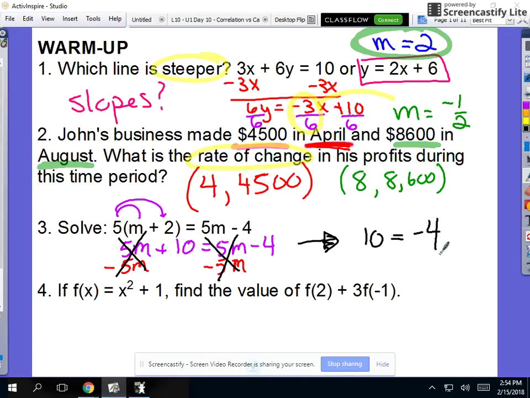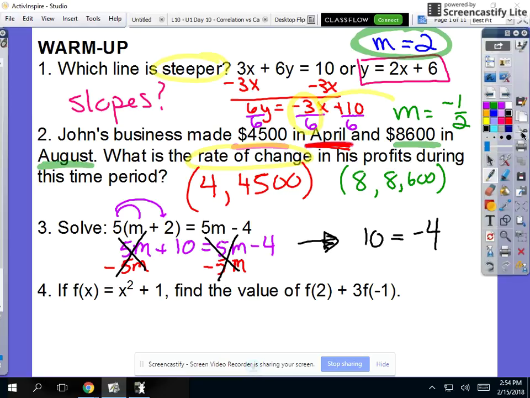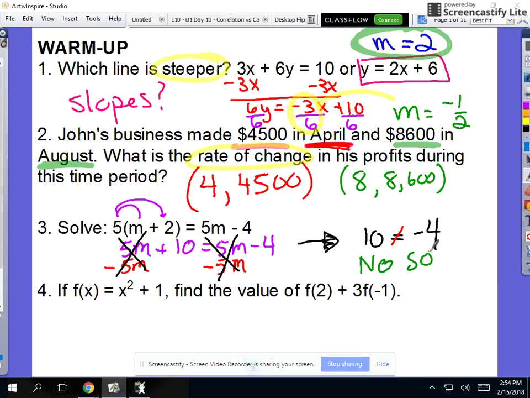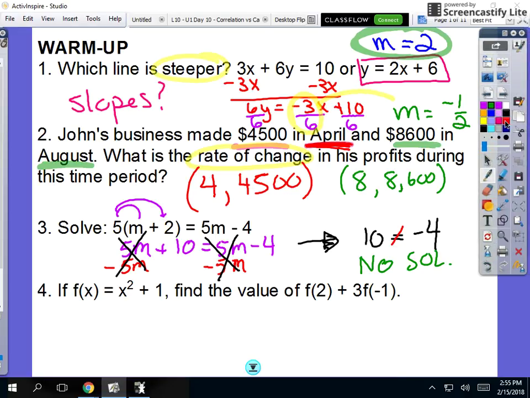And we know that that is not the case, that's not allowed. So if that's not a true statement, then what's our actual answer? Our answer is no solution. Okay? Last but not least, here we're going to have to look at how we evaluate these functions. And this is something that I want us to keep practicing because we did this on our quiz, but it's been a little while since we did so.